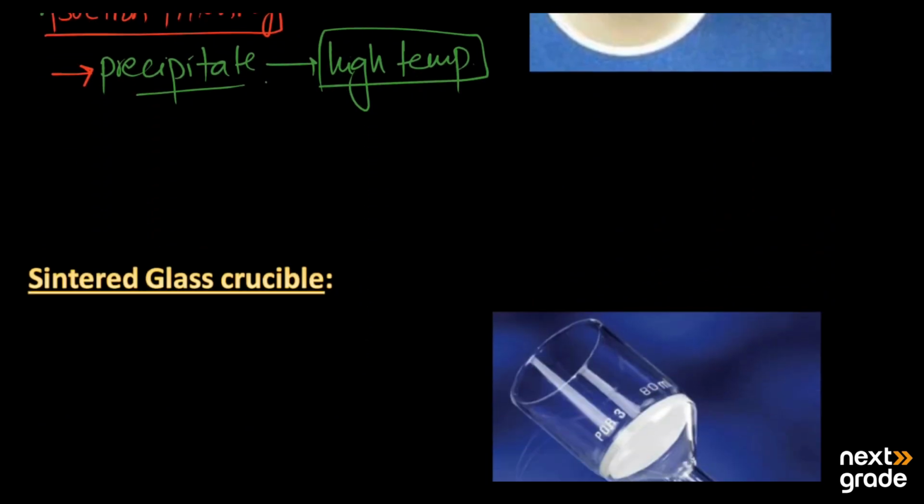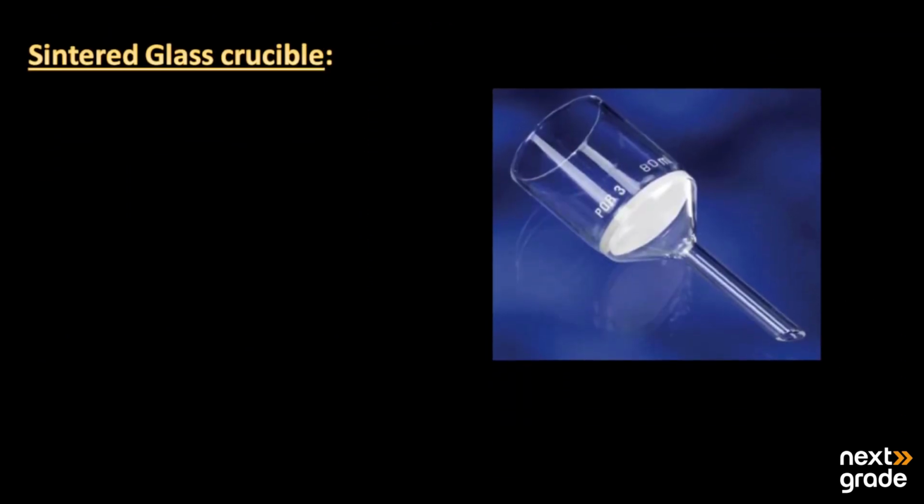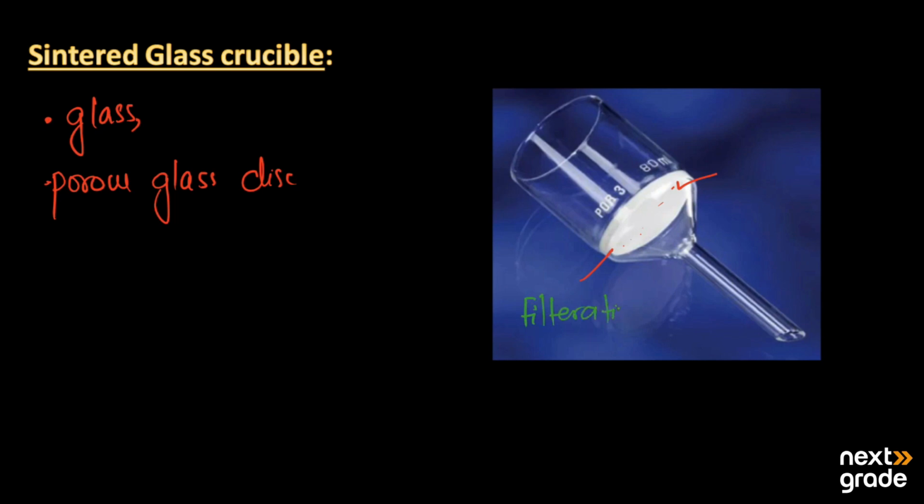So the next type of crucible is the sintered glass crucible. The sintered glass crucible is mainly composed of glass. It has a porous glass disc. The disc present in the center works for the filtration. It is mainly made up of glass, and it is very convenient to use.